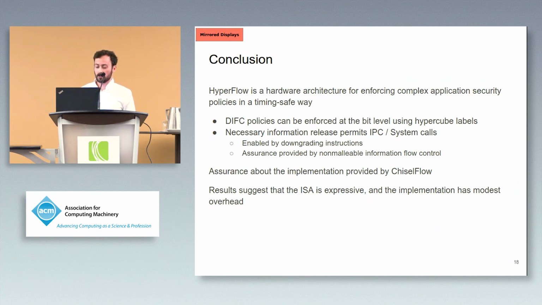In conclusion, Hyperflow is a hardware architecture for enforcing complex application security policies in a timing-safe way. A number of key contributions are that it supports decentralized information flow control policies, which are represented with the novel Hypercube label representation. We also support necessary information release to support interprocess communication and system calls. We also provide assurance in the implementation by implementing Hyperflow in a hardware description language for information flow security. The results suggest that the Hyperflow ISA is expressive and that the implementation has modest hardware overheads.